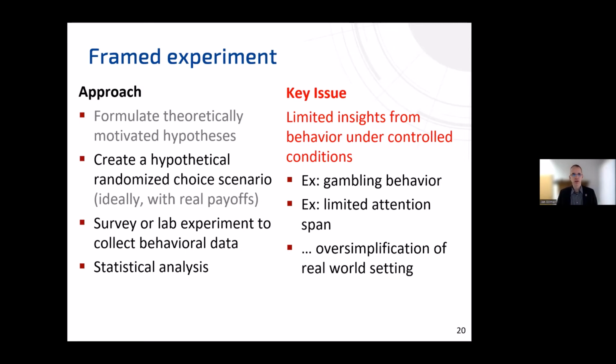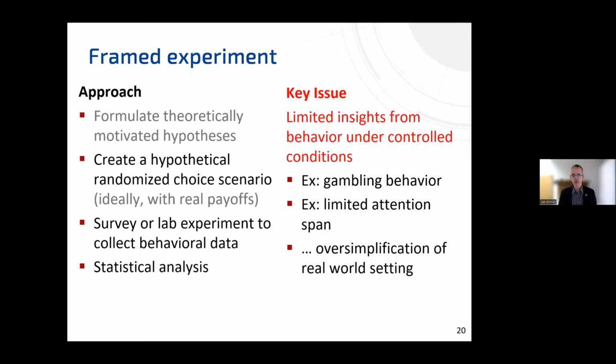Again, we start by formulating some sort of hypotheses. We then create a hypothetical randomized choice scenario. So we basically confront farmers with a toy farm, let's say 50 hectares, on which they can decide which weeding technology to use. And ideally, and that's not being done in all studies, but in our studies, it was possible because we have the funding from PhenoRob. We could actually provide these choices with real payoffs.